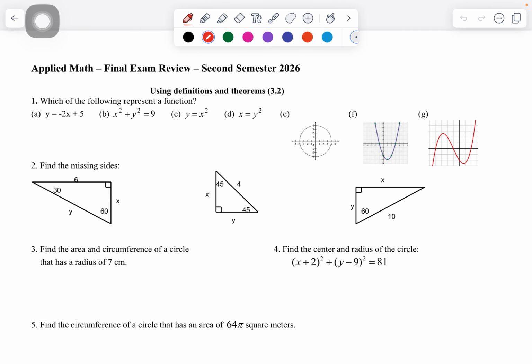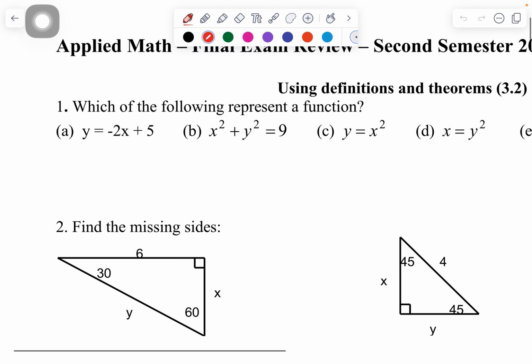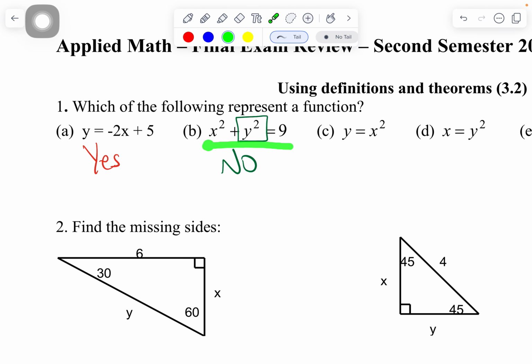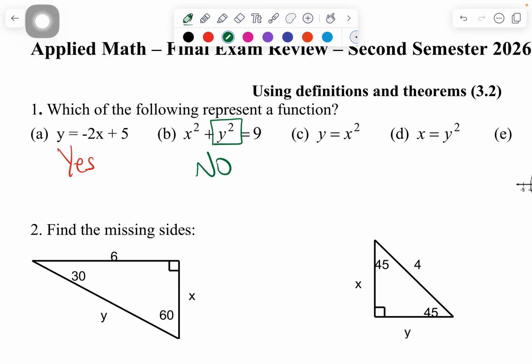All right, so question number 1, which of the following represents a function? So number 1 is a y equals mx plus b. This is a linear function. The answer is yes. On part B, as soon as you see y squared in an equation, the answer is no. This is also the equation of a circle, and so if you do your vertical line test, it would fail the vertical line test. Part C, y equals x squared, that's a yes. That's a quadratic equation, so that's fine.